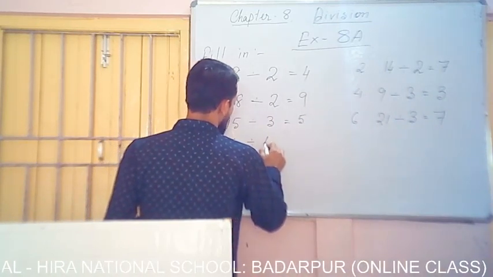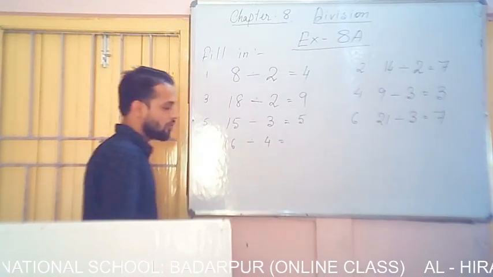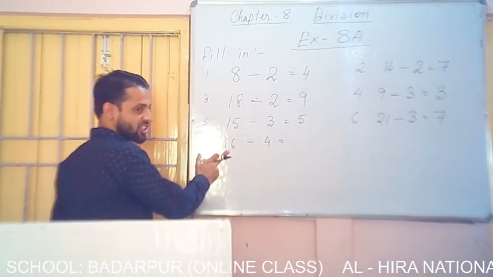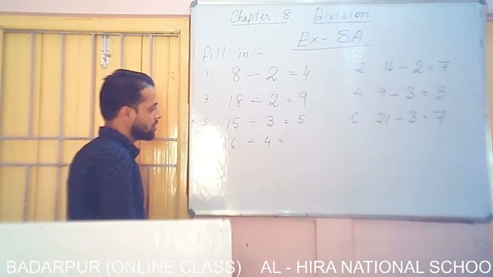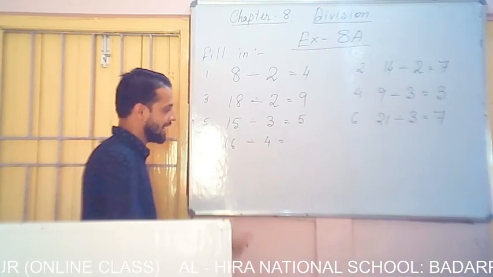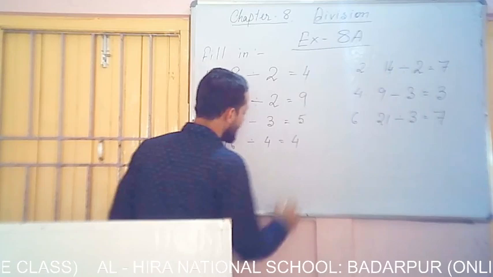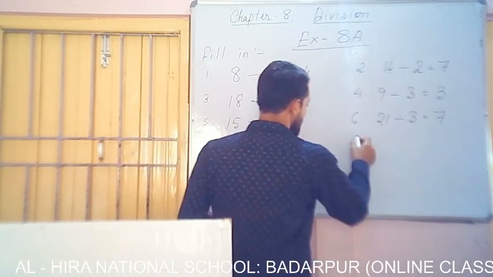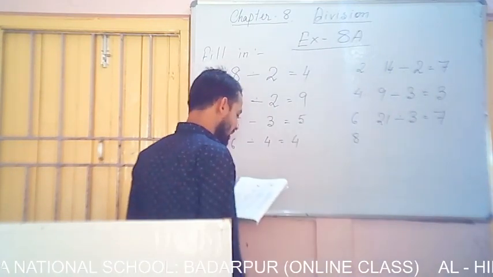16 divided by 4. So here dividend is 16 and the divisor is 4. If we follow 4 multiplication table, we will get 4 4s are 16. Now question number 8.